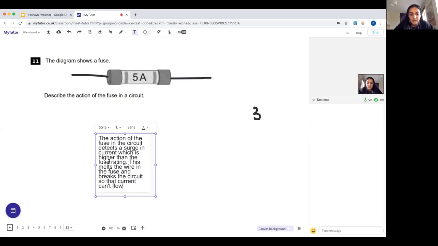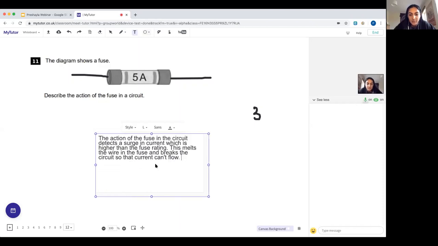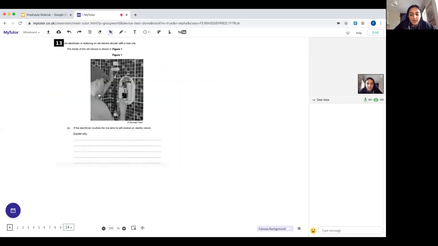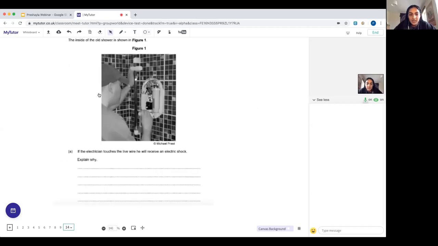Okay, so if you need a refresher, you can go back to this page after the lesson and check the definition. So hopefully that's cleared it up a little bit. Okay, so now we are going on to the next question.